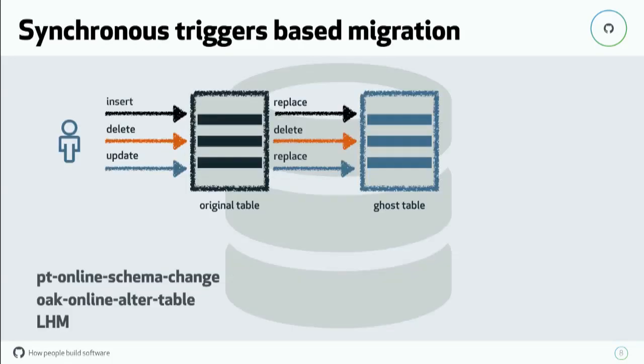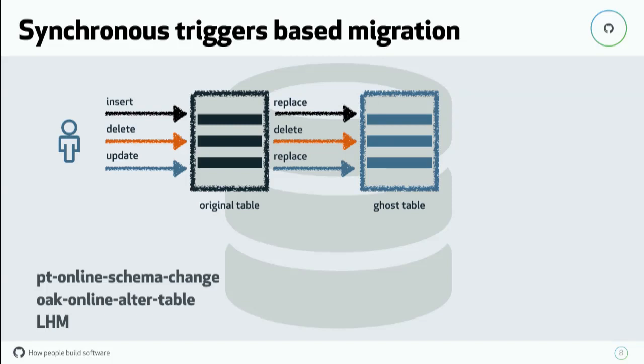So here's the way that something like PT Online Schema Change works, the way that the OpenArcKit Online Alter Table works. LHM does the same thing. You put in triggers that grab all the inserts, updates, and deletes that come into your table. They do replaces, deletes, and replaces, respectively, onto your ghost table. Ghost table being the word that I'm going to be using for the new table, right? So your original table, then you got your new table. You're doing your alter over there. So it's called the ghost table. It's real scary.